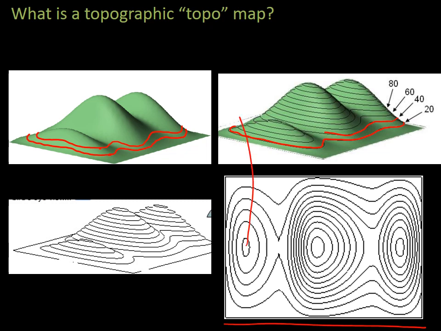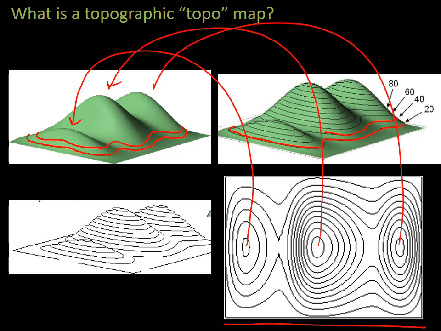This feature corresponds to this mountain. The center of this one corresponds to this one. The center of this one corresponds to this one. And for example, this area represents the valley, which is also shown here. Now these lines don't really exist out on the landscape, of course.